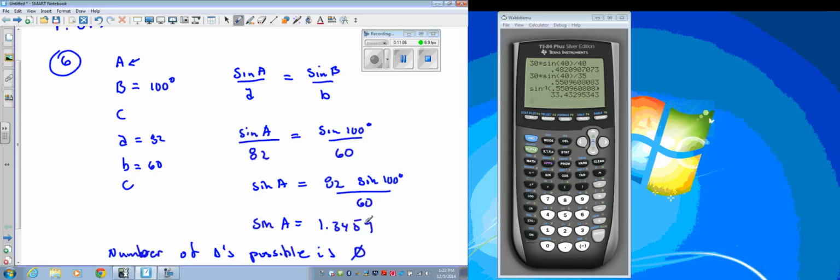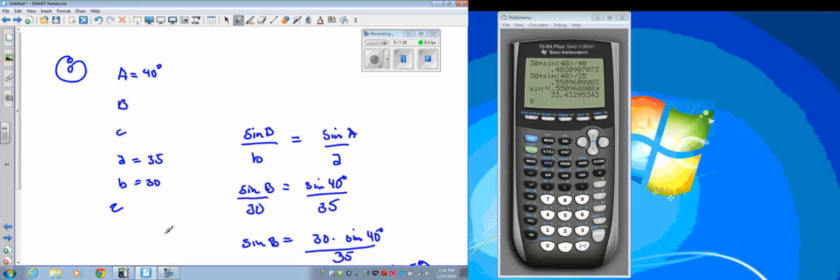Yeah, but I'm just asking, if that was true, then you would inverse that one and continue on with it. Yeah, if this would have been something less than 1, then you'd continue on. But when it is greater than 1, then there's no triangle. Okay.